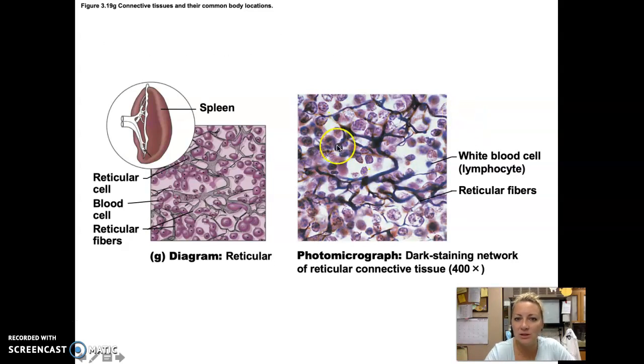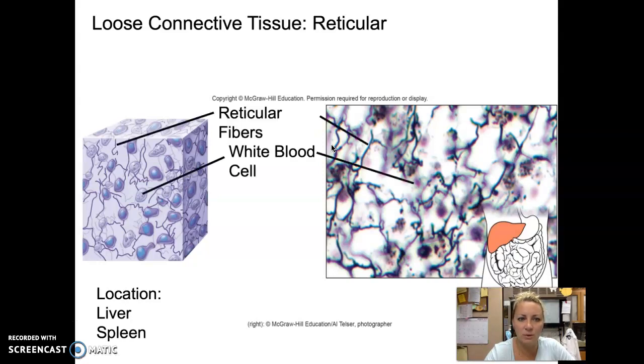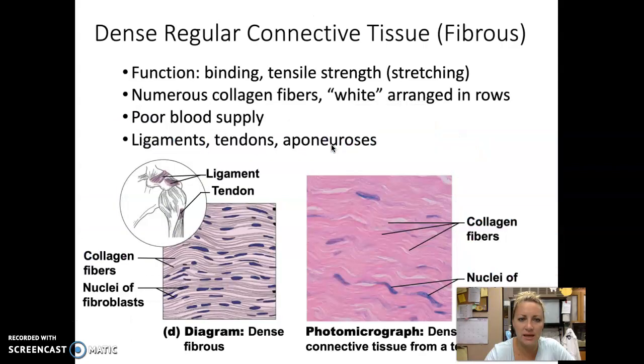It always looks to me like those cherry tree blossoms. When trying to identify these by sight, it always looks like cherry tree blossoms to me, with the thick, dark branches and then the little buds on them for the cells. So when labeling this, we get our reticular fibers, your white blood cells, fibroblasts.